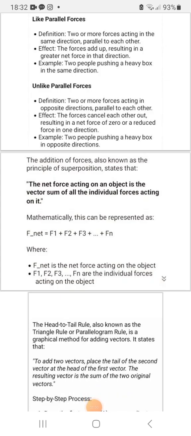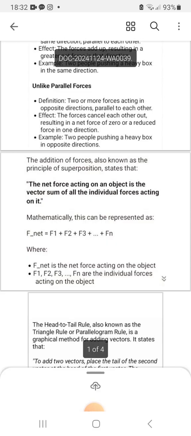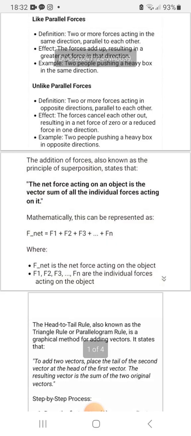So what are unlike parallel forces? Basically, these are two or more forces which act in opposite directions and are parallel to each other. These forces will cancel out each other, resulting in a net force of zero or a reduced force in one direction. For example, take two persons, A and B, who are pushing a heavy box in opposite directions.